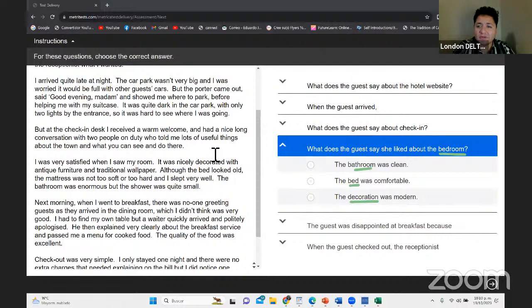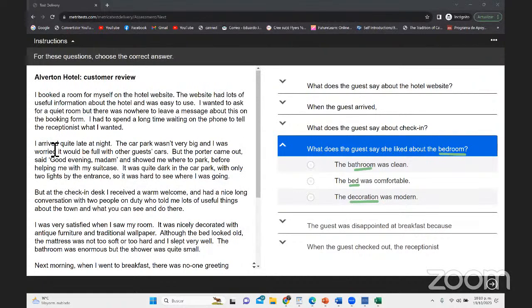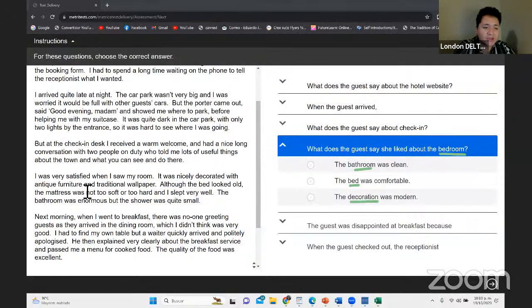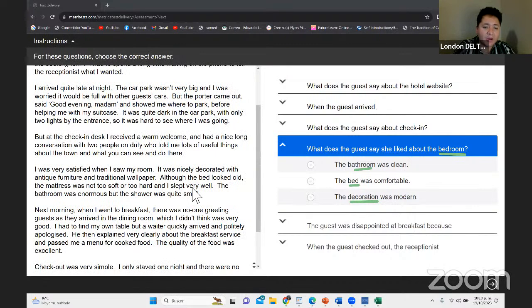So it would be something like, I was very satisfied when I saw my room. It was nicely decorated with antique furniture and traditional wallpaper. Although the bed looked old, the mattress was not too soft or too hard, and I slept very well. The bathroom was enormous, but the shower was quite small. Okay. So the bathroom was clean? Maybe, but they don't mention it.